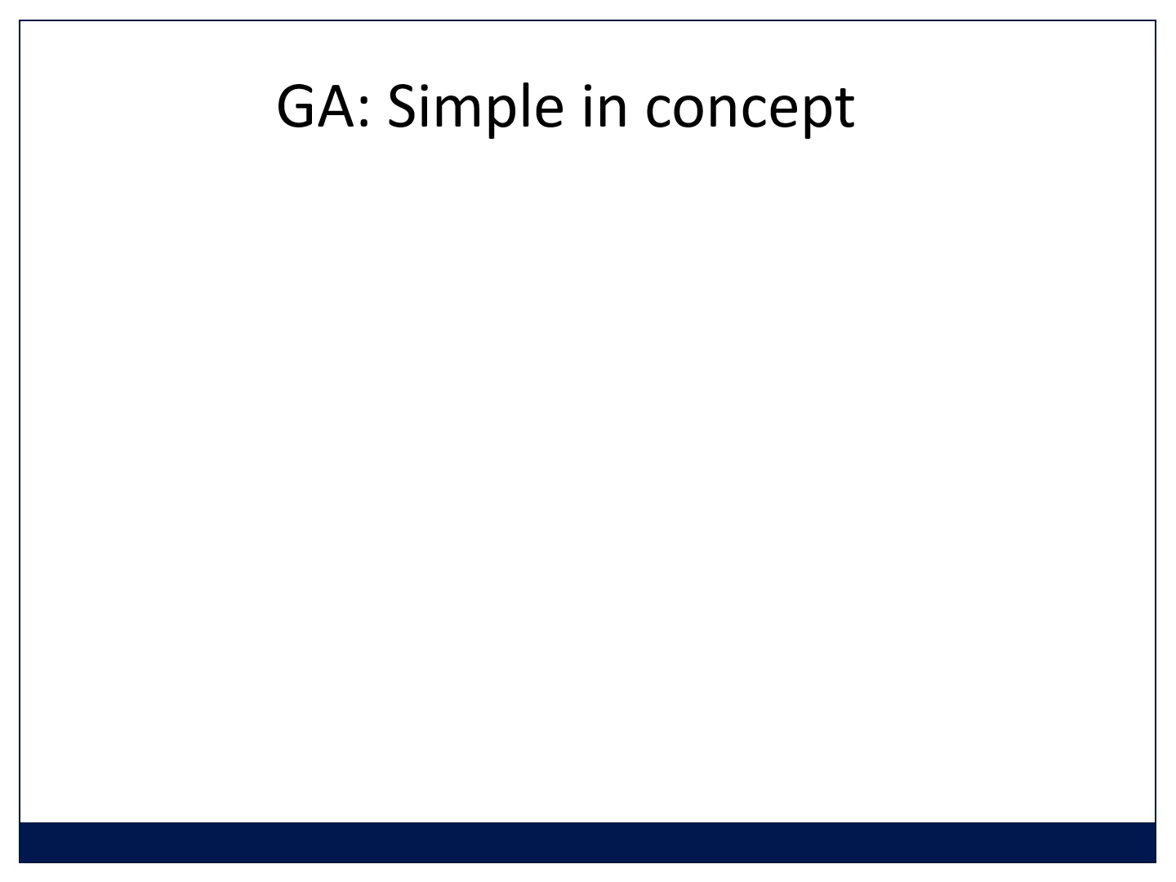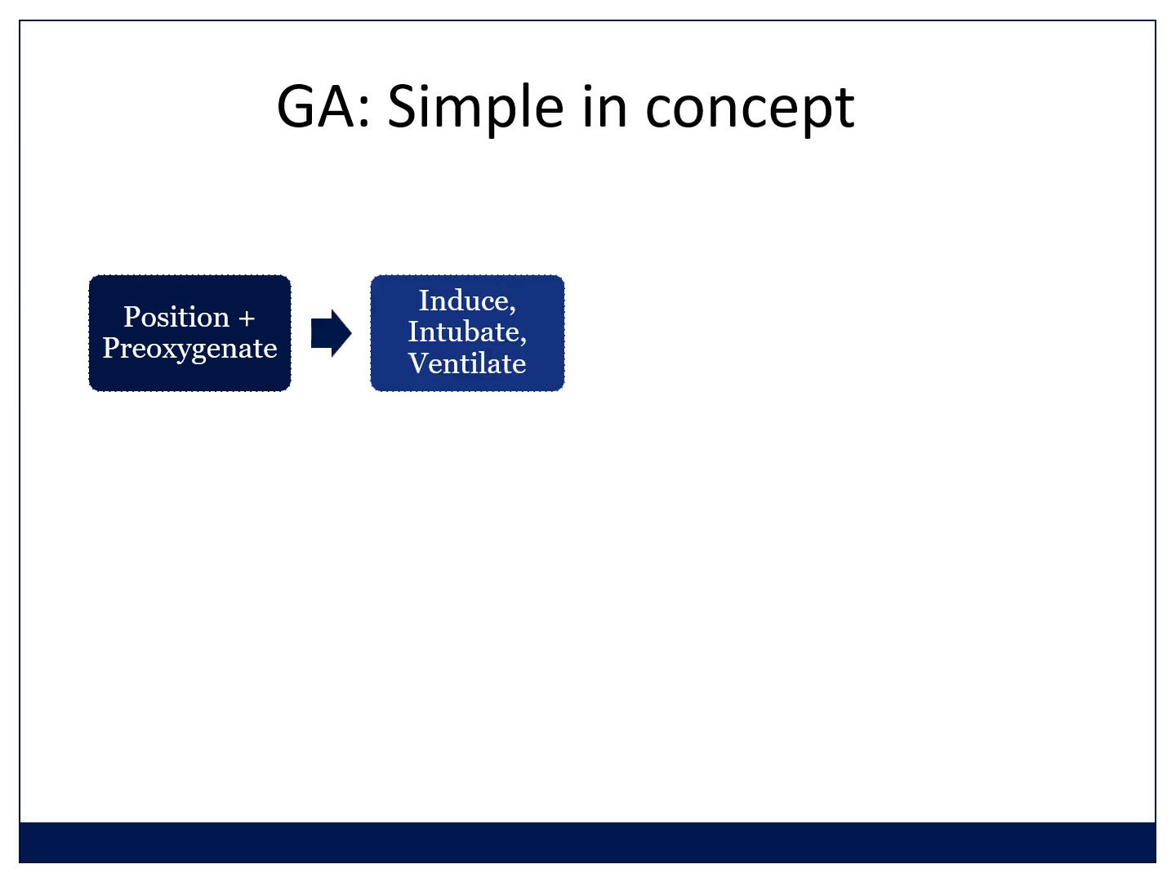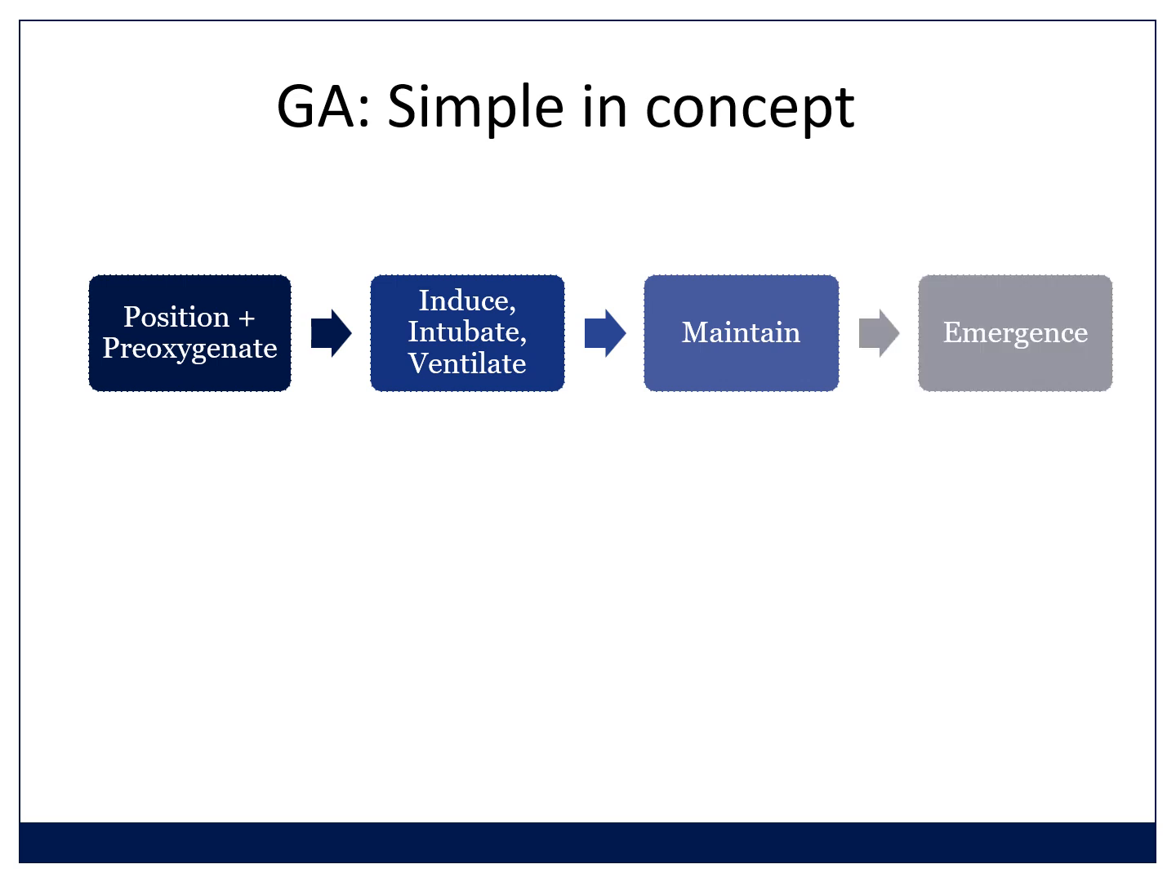Now, general anesthetic is actually really, really simple in concept. You position and pre-oxygenate the patient. You induce, intubate, and put the patient on a ventilator. You maintain anesthetics, and then you wake them up. And in steps, it's quite simple, but the step I think that everyone gets most concerned about is this step, where you are putting the patient to sleep, intubating the patient, and putting them on a ventilator. That's probably the step where the most complex things happen and there's the most hemodynamic instability. So that's the step really that you need to work on.